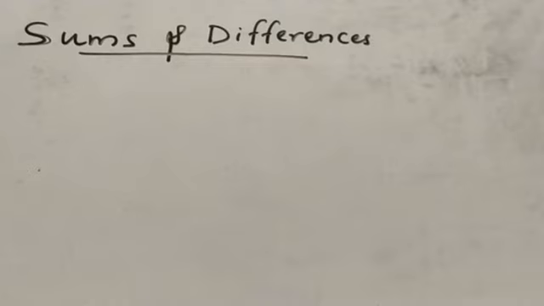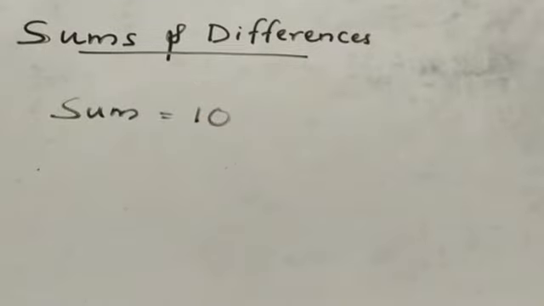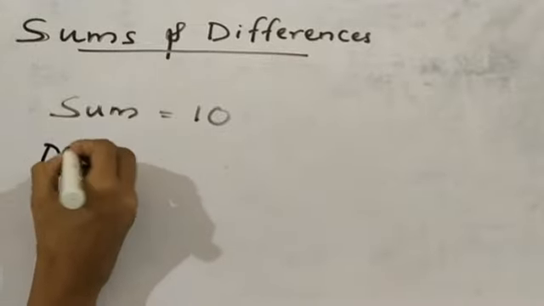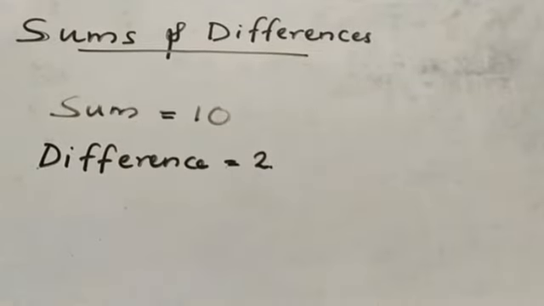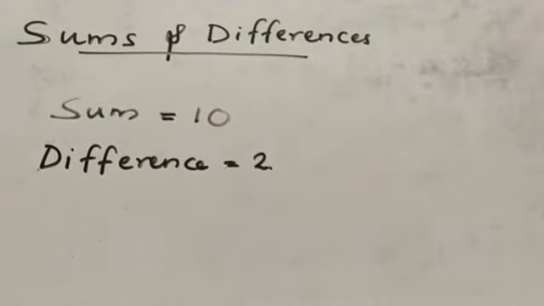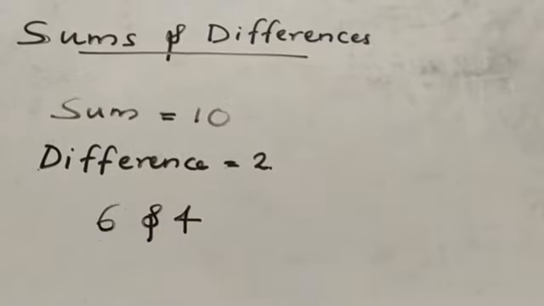Okay, so you can see one student is saying the sum is 10 and the difference is 2. So we will write here, sum is 10 and difference is 2. This is the number said by a friend called Rahim. Then Atulya says she got the numbers. The numbers are 6 and 4.